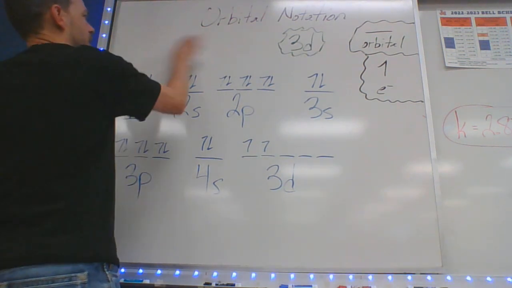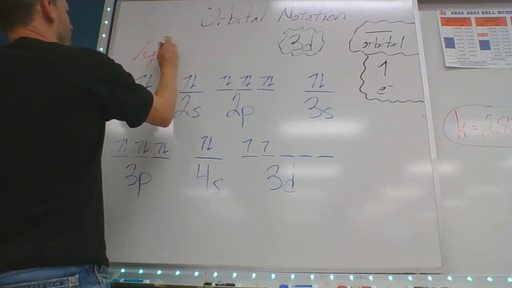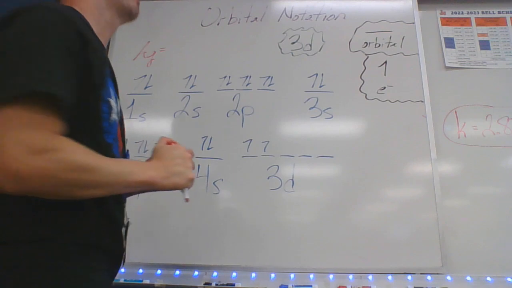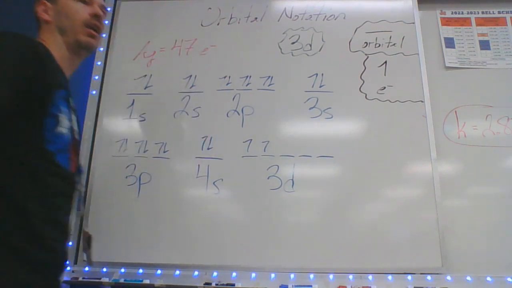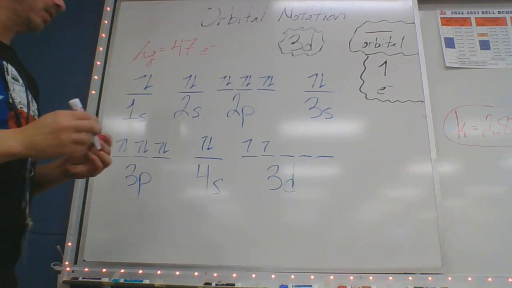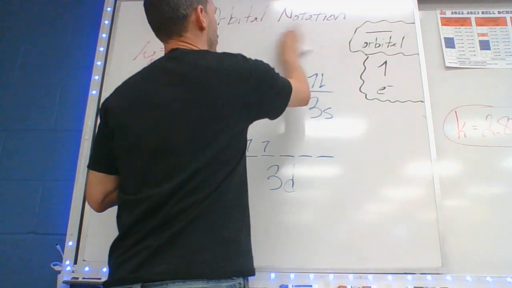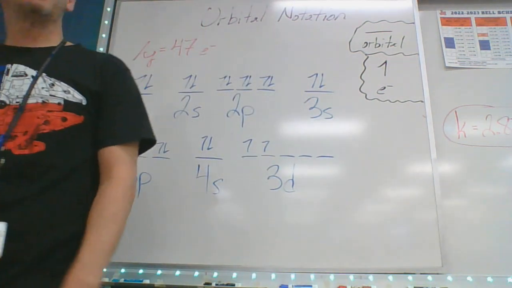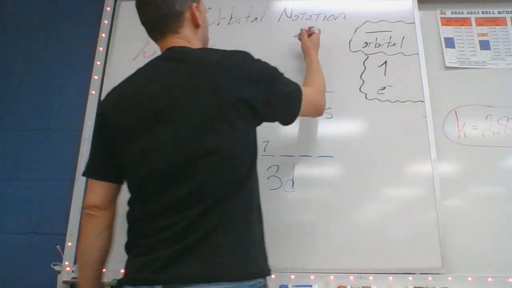All right, so we're going to do silver. If you look over at silver, you would have seen that you're drawing 47 total electrons. And silver doesn't live in the 3D block. Instead, silver lives in the 4D block.